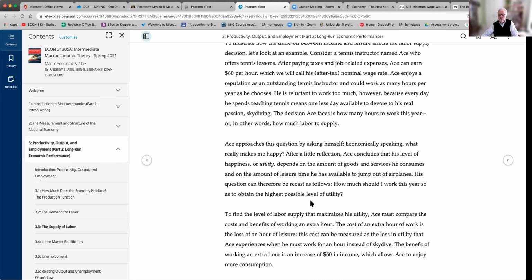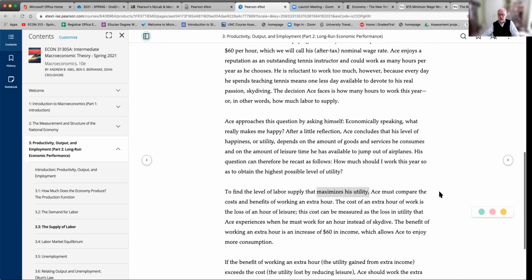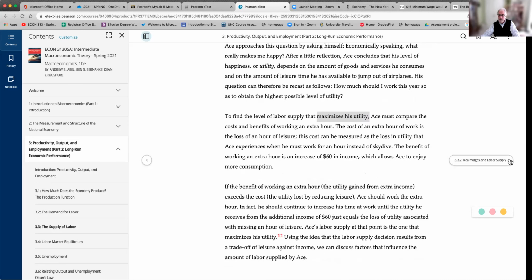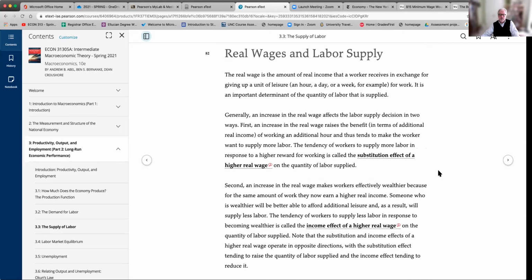So that is a decision not by firms like labor demand, but by individuals, right? And it's a utility maximization decision, right? To compare the marginal benefit and the marginal cost of working an extra hour. So what are the things that are going to affect that? That's what this section of the chapter is about.